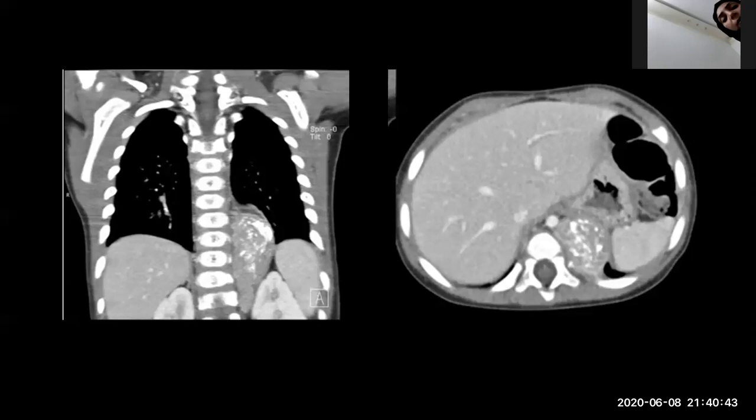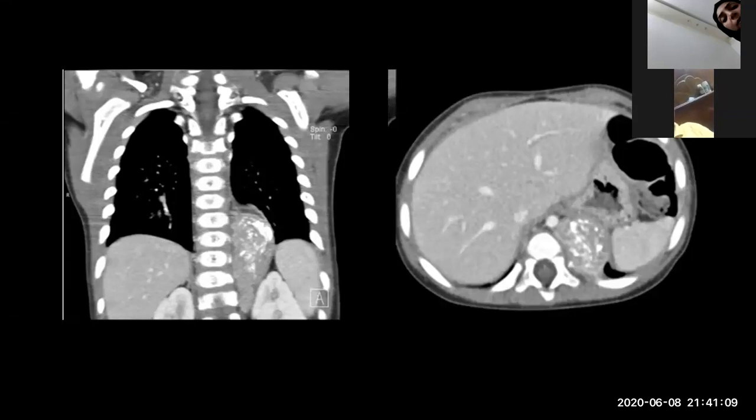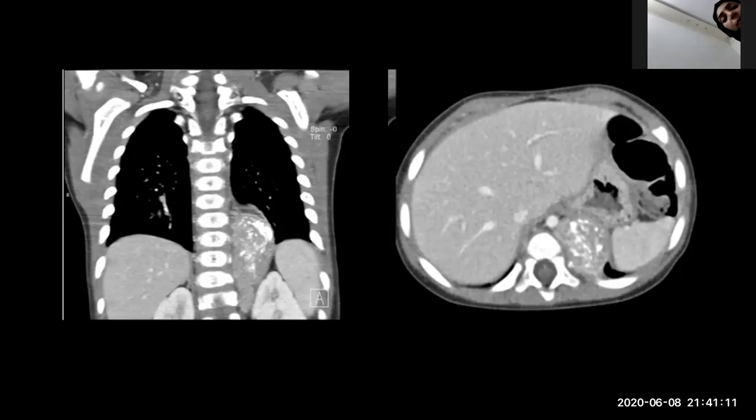As we see here, this is a solid mass with punctate calcification, oval in shape, obliterating the left paravertebral line. Here we don't see any extension in these cuts, at least no extension to the neural foramen or intraspinal. And with neuroblastoma, calcification is common.